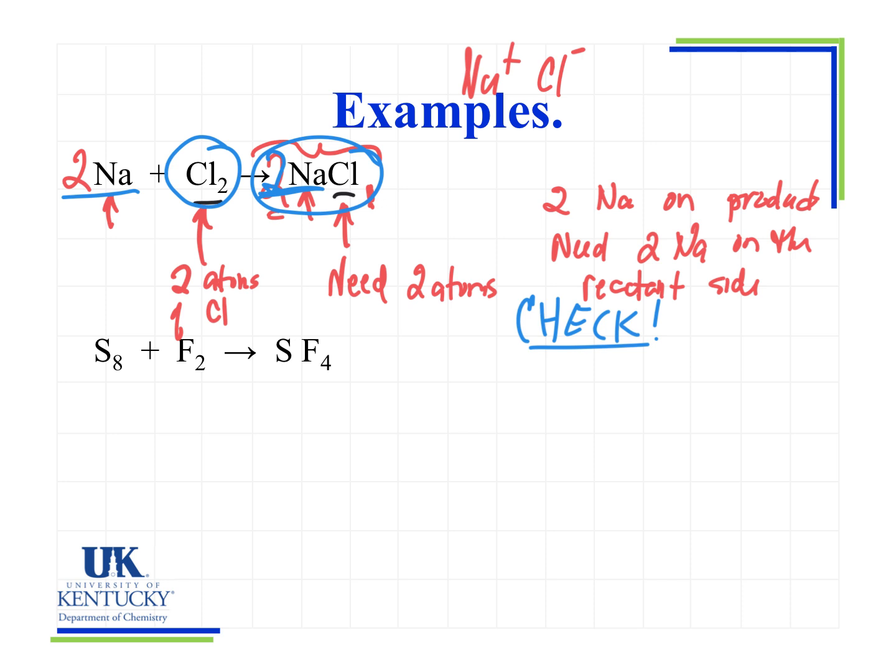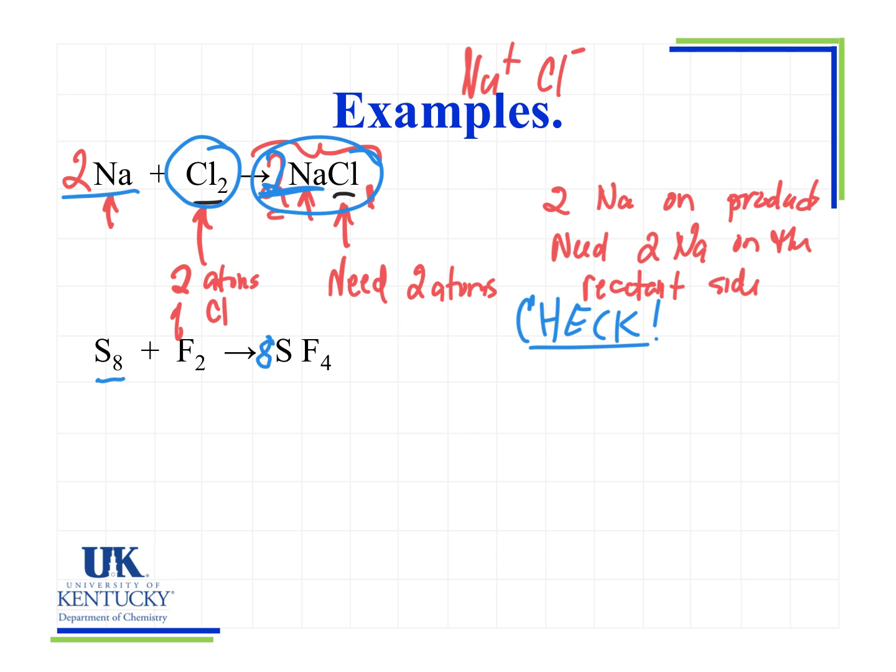Okay, let's try this next one. Sulfur only appears in one place on both sides. Fluorine only appears in one place on both sides. So it doesn't matter what order I do things in, so I'm just going to work left to right. On the reactant side, I have 8 sulfurs. I need 8 sulfurs, so the only choice is to put an 8 in front there, and now I have 8 sulfurs.